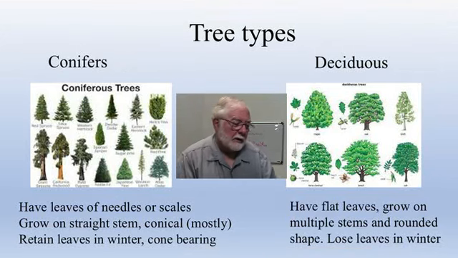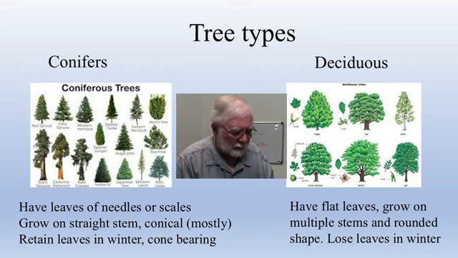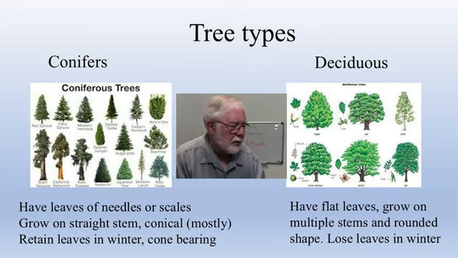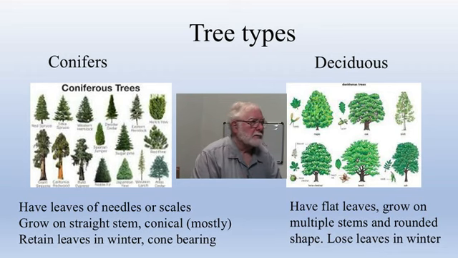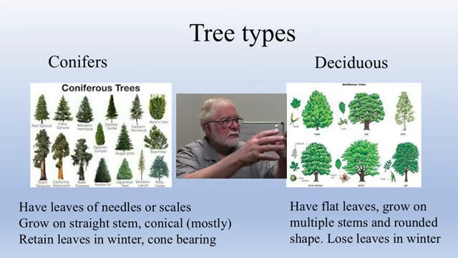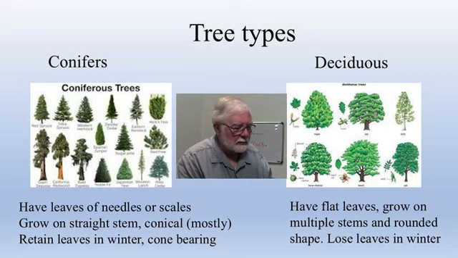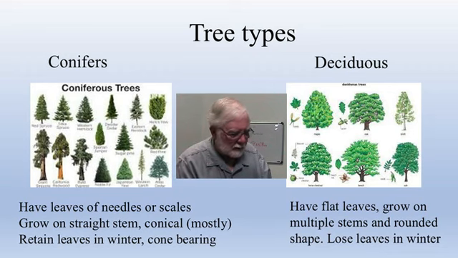Okay, let's talk about tree types, types of wood. You've heard of hardwood, softwood. Well, that's a misnomer, but it's how the world is. First type, conifers, we call them evergreens. They have leaves, needles and scales, and they usually grow on one stem, one stalk, with the branches coming out from the one stem. And the overall shape of the tree is triangular or conical most of the time. And they keep their leaves in the wintertime.